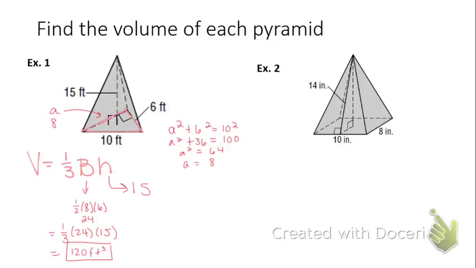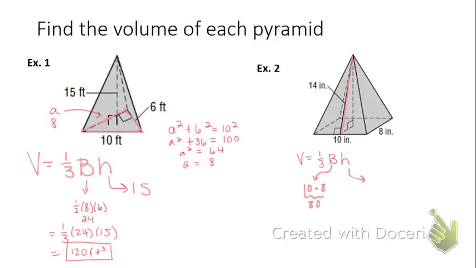Okay, we have a rectangular pyramid here. So let's write volume equals 1/3 base area times height. Do we have enough information to find the base area? Yeah, we just multiply 10 and 8, which is 80. Do we have enough information for the height of our pyramid? No, but could we find it?